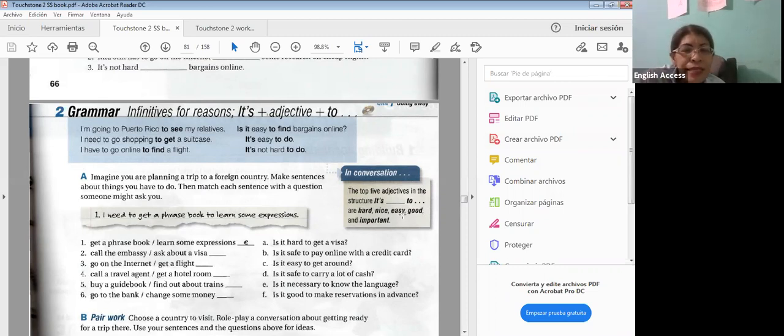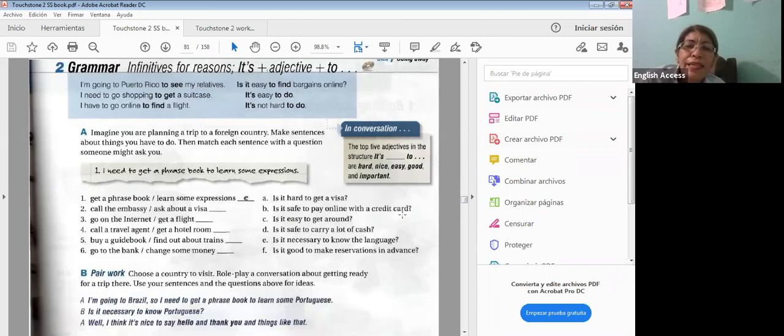Well, guys, let's do the exercise A. Okay, we have the exercise A. So, Fernanda, can you read the instructions, please? Letter A, imagine you are planning a trip for a foreign country. Make sentences about things you have to do. Then match each sentences with a question someone might ask you.